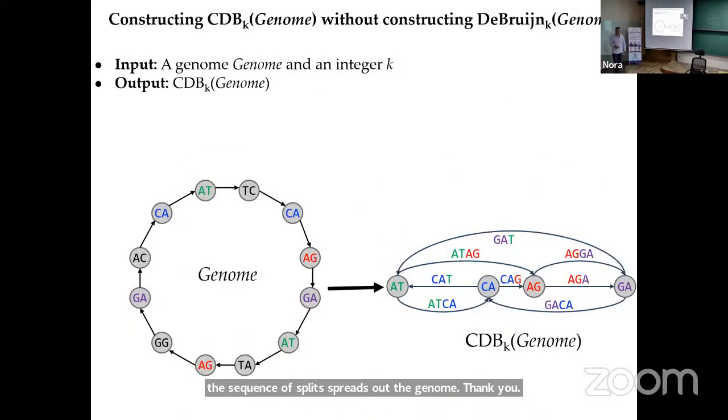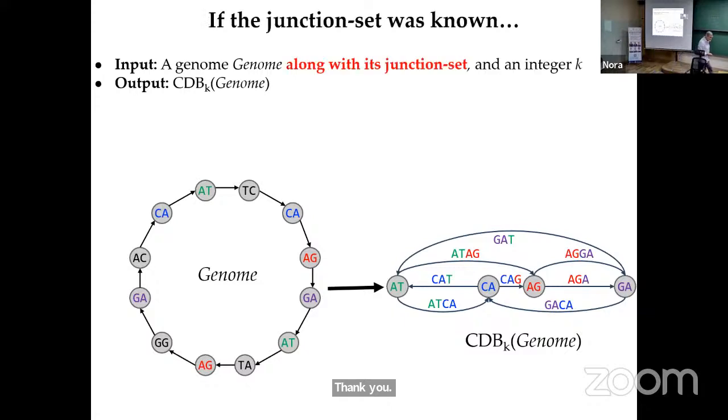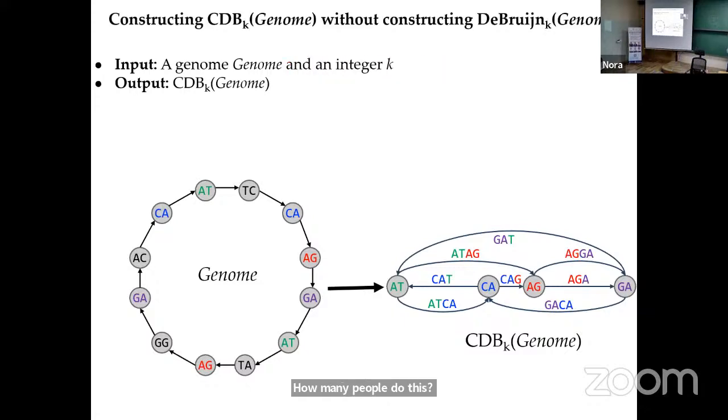So the problem we are trying to solve: given a genome and an integer k, our goal is to construct the condensed de Bruijn graph of the genome for this k. How do we do this? Remember, we cannot go through the trivial path of first constructing the de Bruijn graph. So how can we possibly do it? How can we even figure out the set of nodes? What are the junctions in this genome? How can we find out?